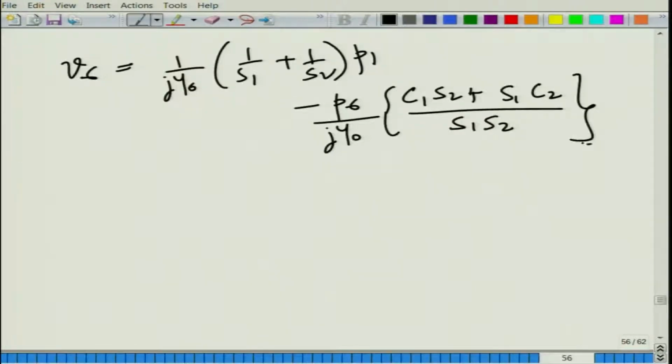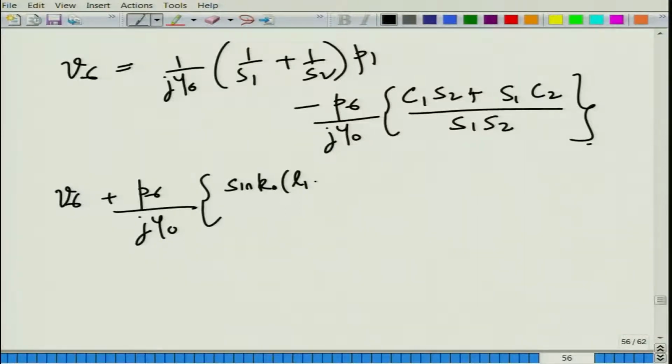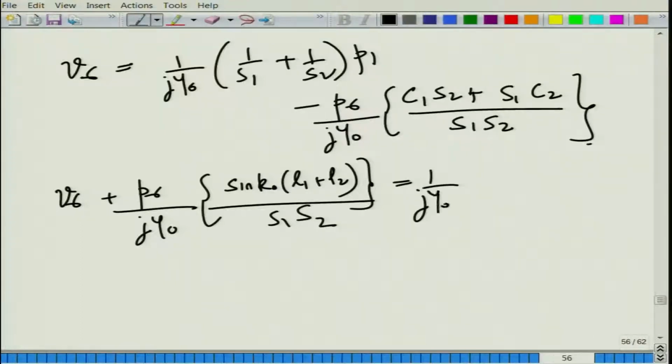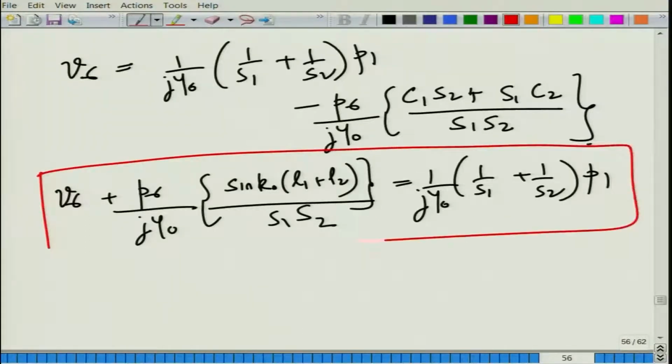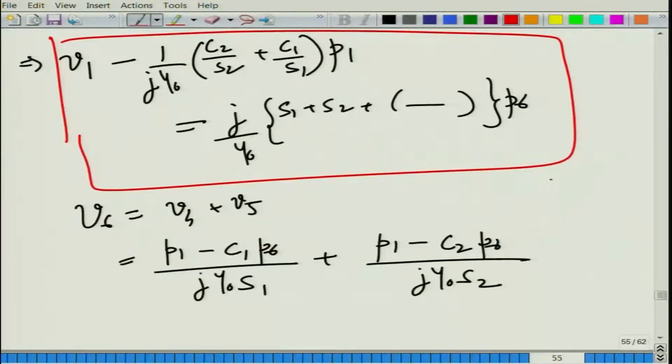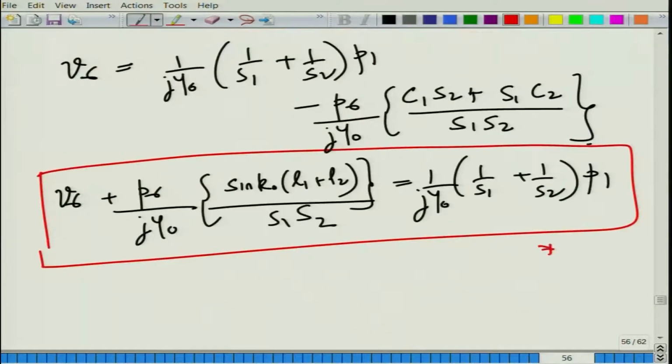So, we have this. What we could do is basically get these in here, P6 j y naught. So, this will become sine of k naught into L1 plus L2 times S1 S2, equal to 1 by j y naught times 1 by S1 and 1 by S2 times P1. So, you have another such relationship. Okay, so we have this star, and we have this double star.